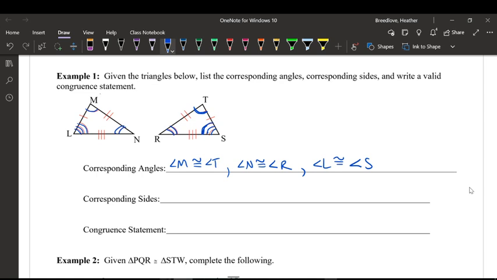And then next up we're looking at sides. See which parts are congruent on the sides. From L to M there is a single line, and there's a single line from S to T. So segment LM is congruent to segment ST.